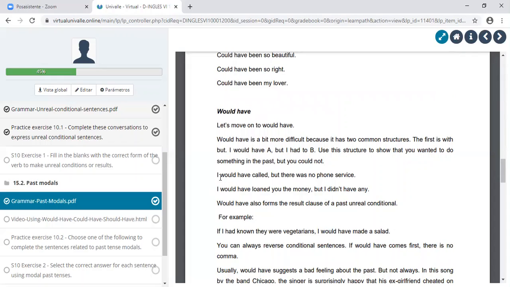We're going to be focused on would have. Would have is a bit more difficult because it has two common structures. The first is with but. I would have A, but I had to B. We use this structure to show that you wanted to do something in the past, but you could not. For example, I would have called, but there was no phone service.